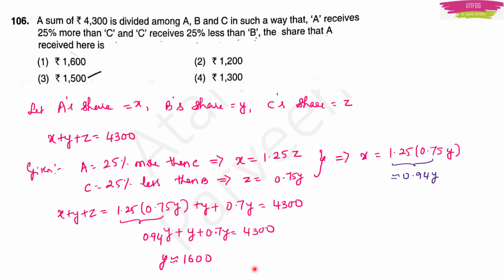Okay. But what is the question? The question is I should find the share of A. So share of A is 0.94 into Y. Y is 1600. So 0.94 into 1600 if I do, I will get 1500 rupees. That will be the correct answer for this question.